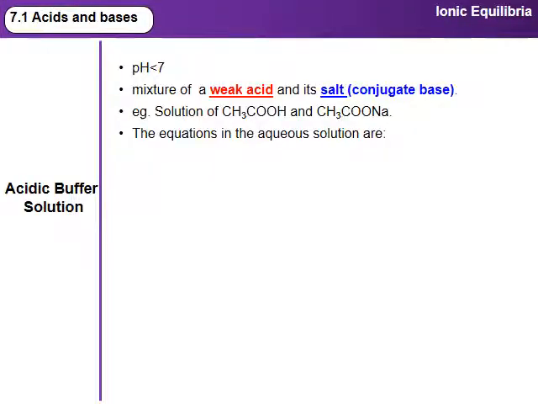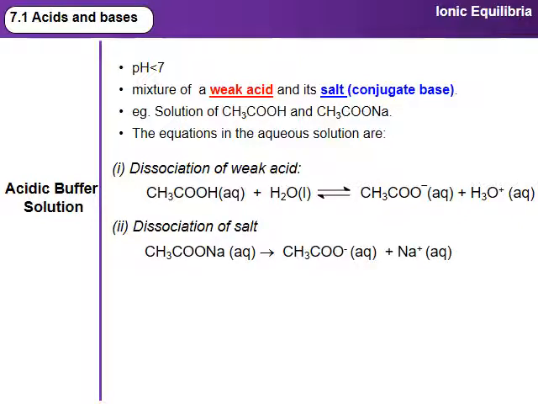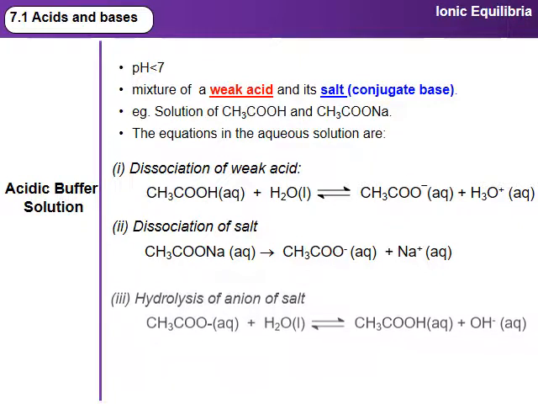Acidic buffer solution, pH is less than 7. The solution consists of a weak acid and its conjugate base, for example, acetic acid and sodium acetate. Dissociation of a weak acid: acetic acid dissociates to acetate ion and hydronium ion. Dissociation of sodium acetate: sodium acetate completely dissociates to acetate ion and sodium ion.